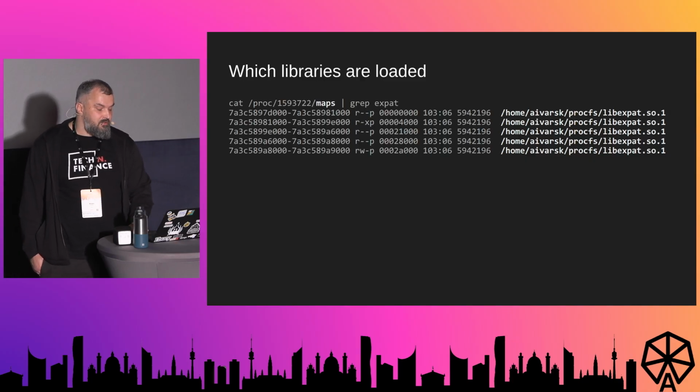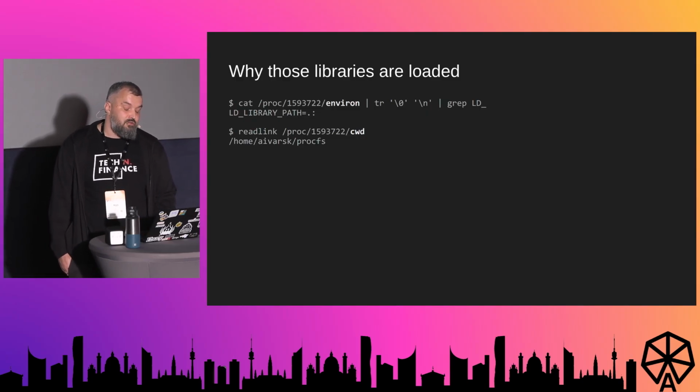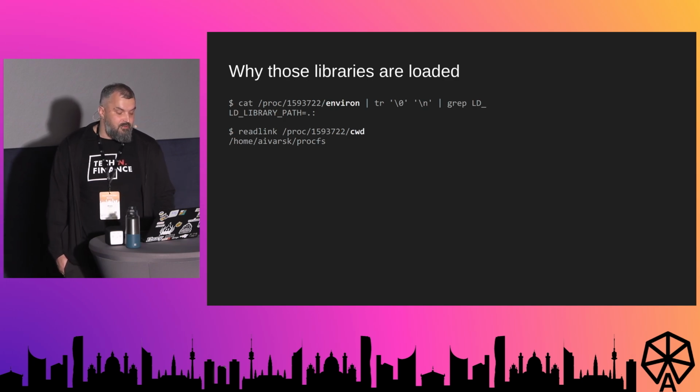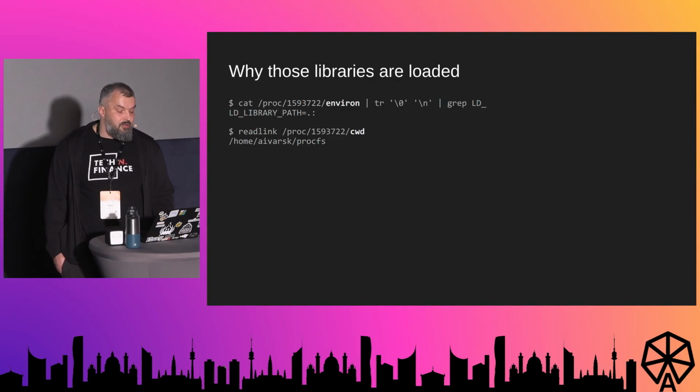The question is, why did it do so? For that, we again have to consult the environment file. So I know that there are parameters starting with LD, which control how the dynamic library loader works. And if I look for this LD_LIBRARY_PATH, which means a list of folders where the binary will look for libraries, it has dot as the first one, and dot stands for the current folder.